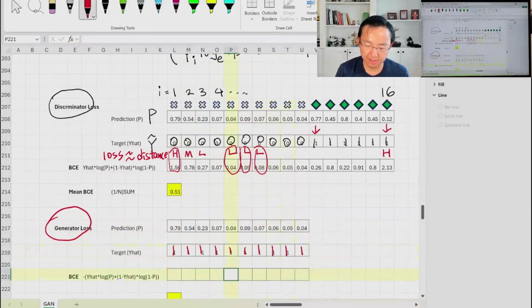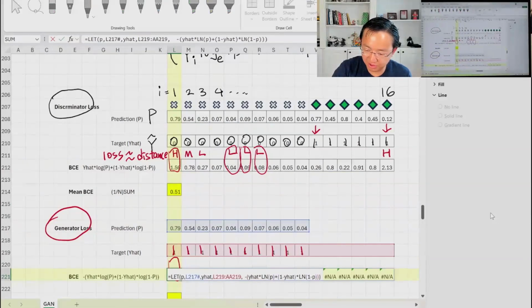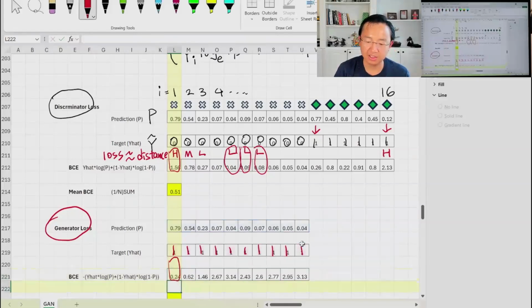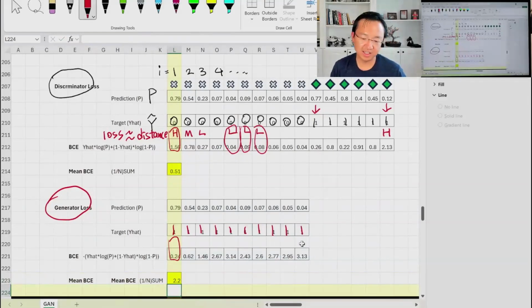That will be opposite. And so I can copy this equation I worked so hard to write here, and adjust my selection for y hat. Now I get this opposite direction. And now I will take an average of this to get my mean binary cross entropy loss. Okay, so there is the binary cross entropy loss that we're calculating at the very low level, so you can actually see how the math works.